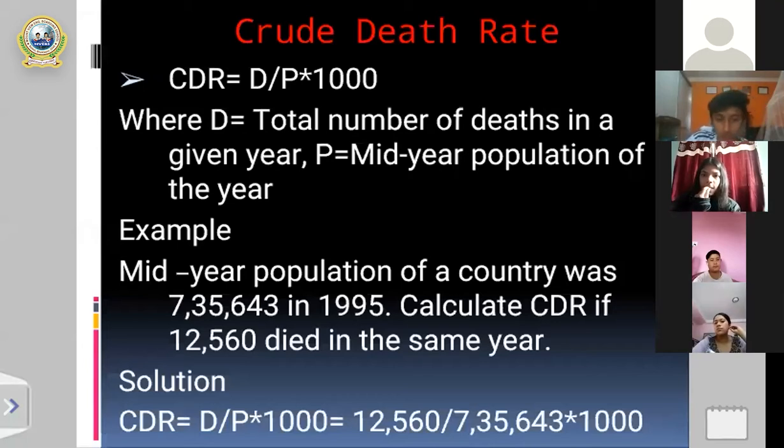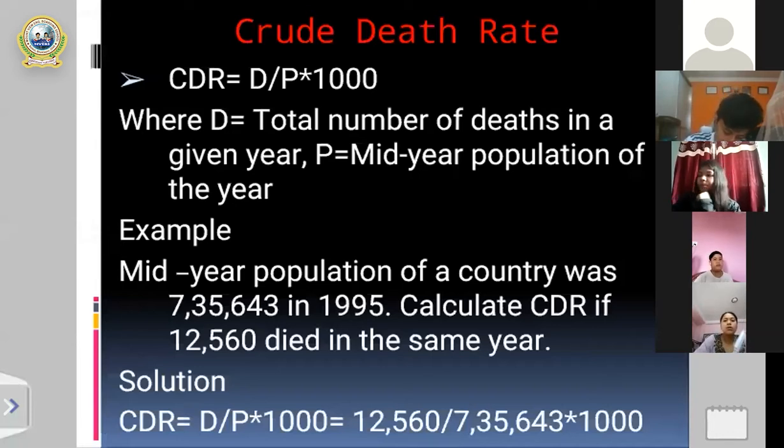Per 1000 is the unit of CDR, like a CBR. As we discussed in a previous class about the CBR, while we calculate the answer, suppose the answer is 15, the unit will become per 1000. Like CBR, in CDR also, the unit is per 1000.